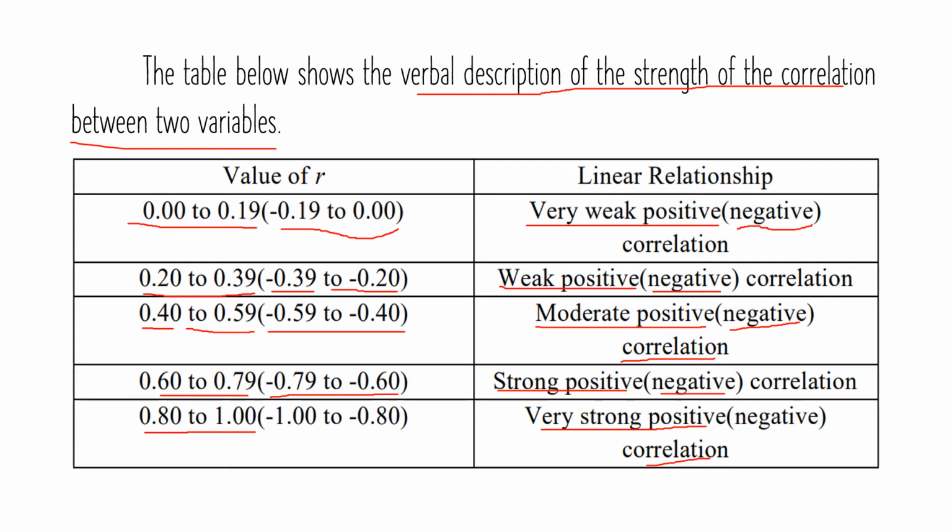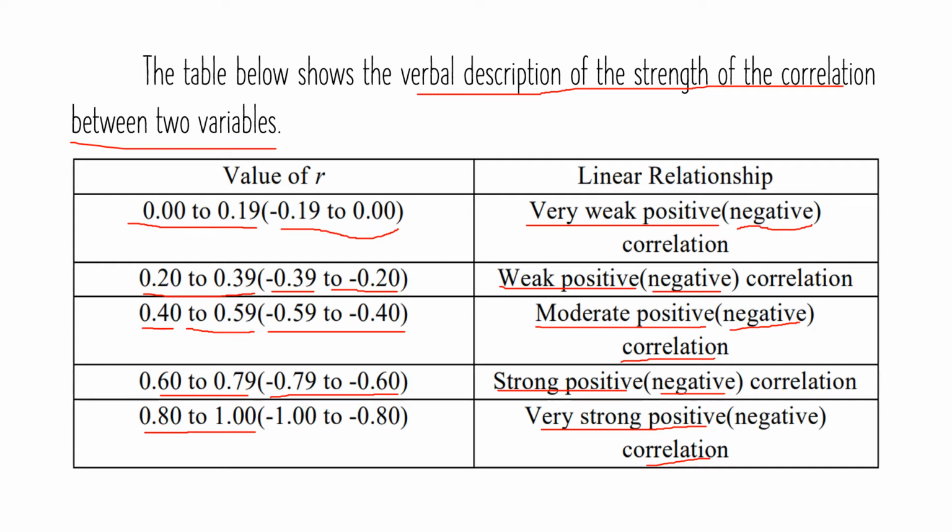Once you're dealing with a negative correlation, it exists when high values in one variable correspond to low values in the other variable, or low values in one variable correspond to high values in the other variable. Meaning to say, it is a relationship between high value to low value or low value to high value. That's a negative correlation.